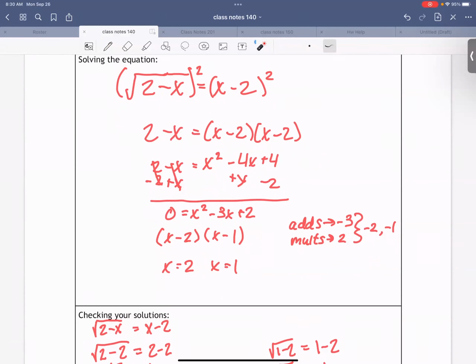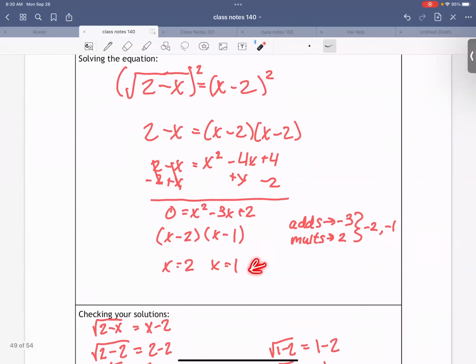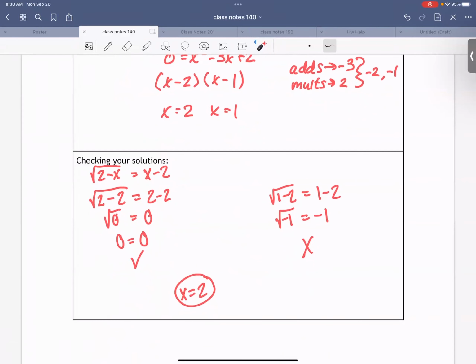Yeah, looks really good. So we got 2 answers when we did all of this, which is normally what we're going to get when we square both sides of an equation. But then we have to check or see if our solutions are right, which is where Marissa comes on. Do you want to kind of walk us through this one?